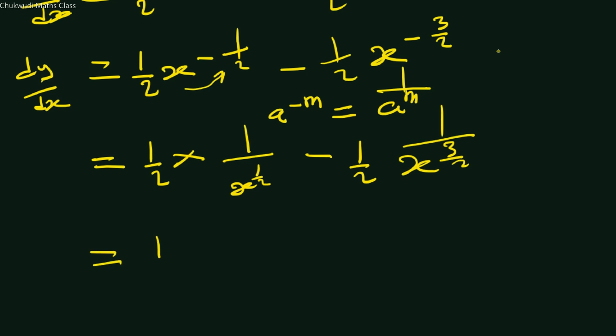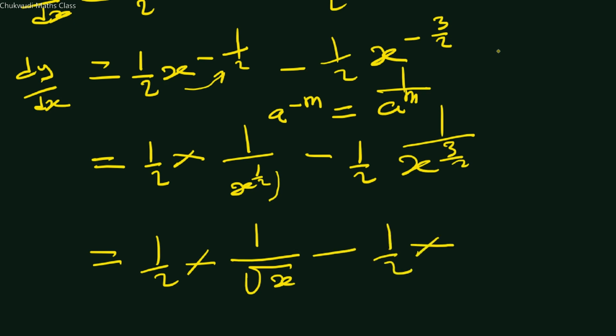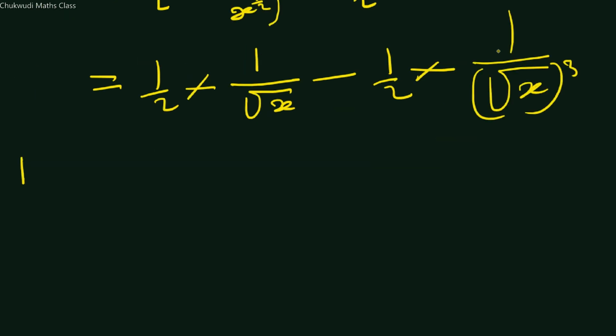Then this is equal to 1 over 2. You remember previously we said that the square root of x gave us x raised to the power 1 over 2. So we can just bring it back in that way. We have square root of x here, minus 1 over 2 multiplied by this particular one. We are going to apply the law of indices so that we have square root of x all raised to the power 3.